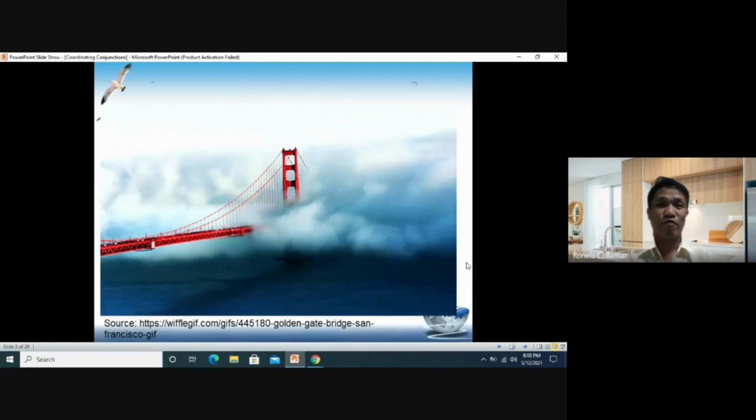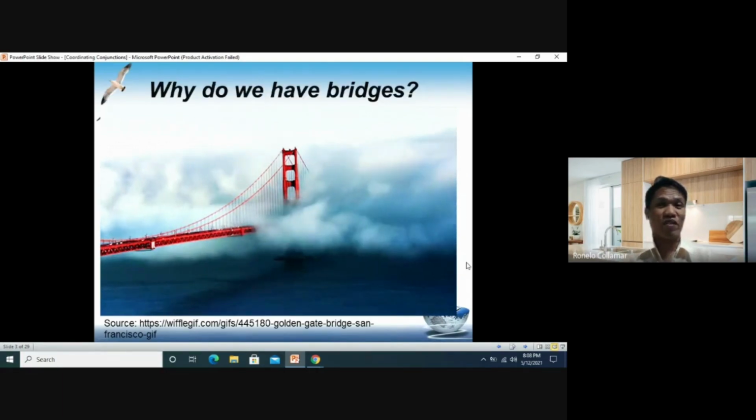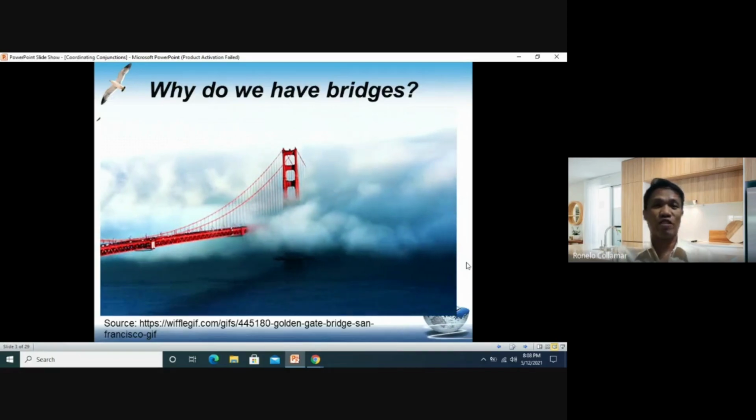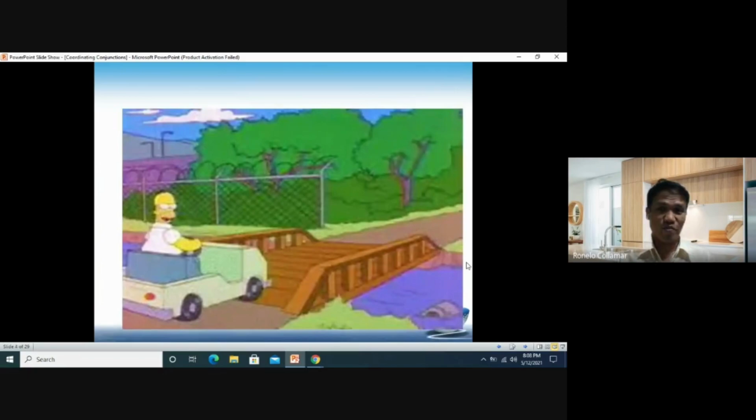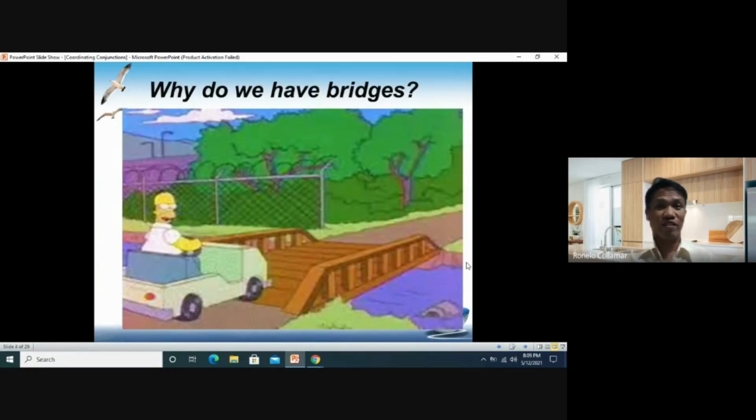All right, but before we go to the lesson proper, let us have first these bridges. This is the first bridge, and this is the second one. So the question now is, why do we have bridges? We have bridges because we want to connect from one land to another land, and this is used for transportation. If you're going to travel from one place to another place, you need to have a bridge first before you can go to other places.